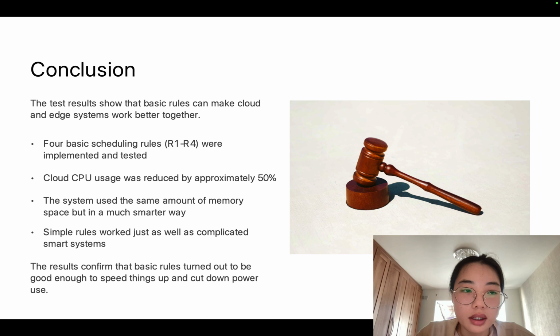We come to the conclusion now. The task shows that basic rules can make the cloud and edge system work better, with better use of resources, a reduction of CPU usage, and similar and better distribution of memory space. So this result confirms that basic rules turn out to be good enough to speed up things and cut down the power use. So that's all for my presentation. Thank you.